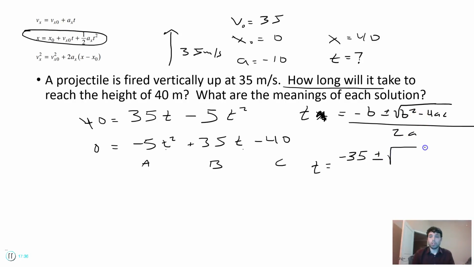So square root of b squared. B again is 35, so 35 squared minus 4 times a. A is negative 5 times c, which was negative 40. Off the screen there, so I hope you can see that. Okay, it's a negative 40. Okay, and then that's all that's being squared. All that. So what I usually do in these problems is I solve whatever's under the square root sign first, and then I go from there. And then on the bottom of the fraction is 2a. Well, a is negative 5, so 2a is negative 10.